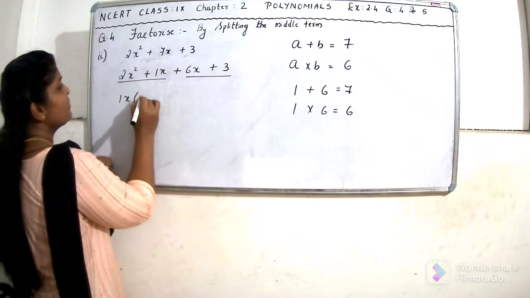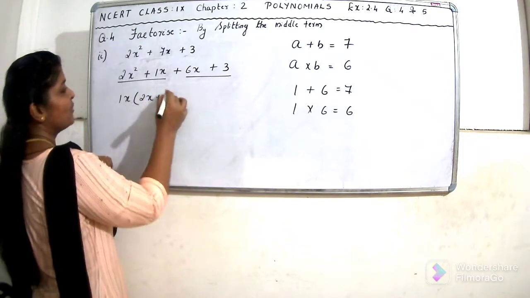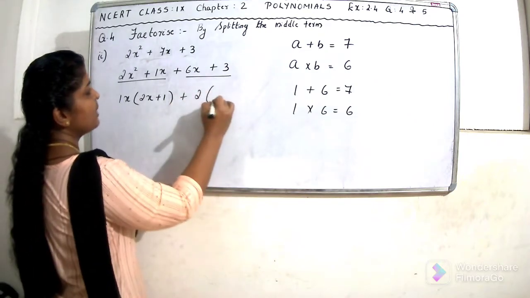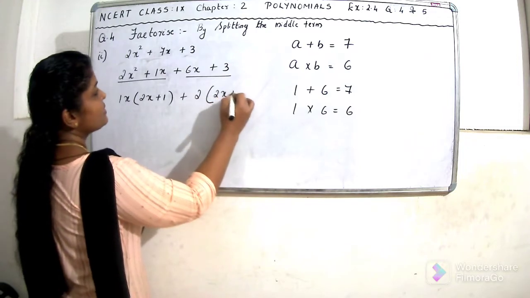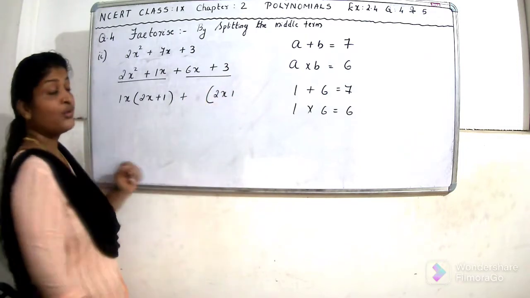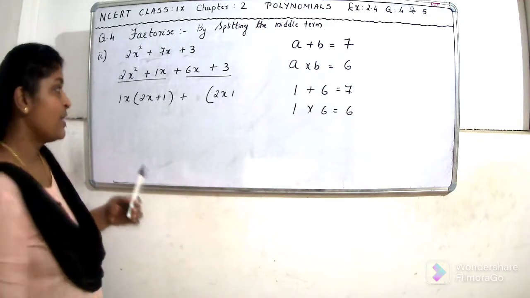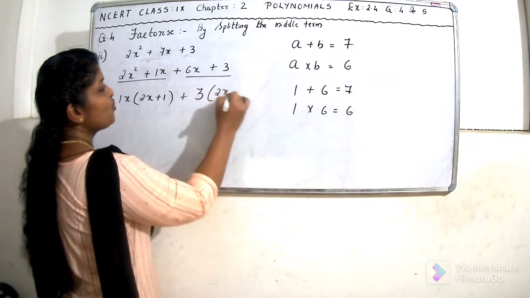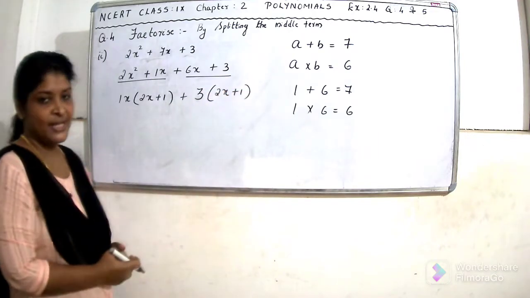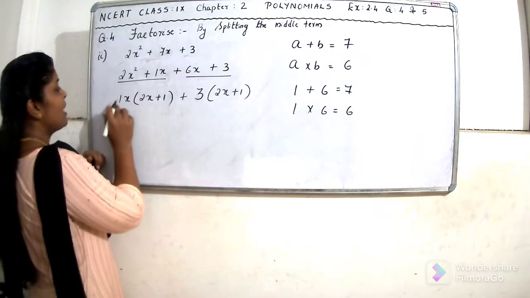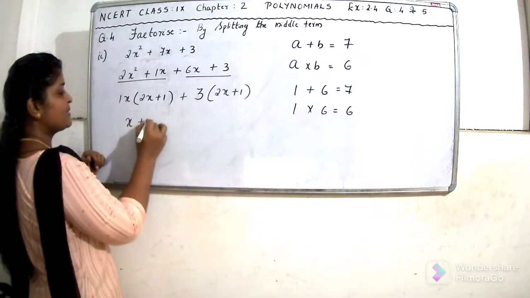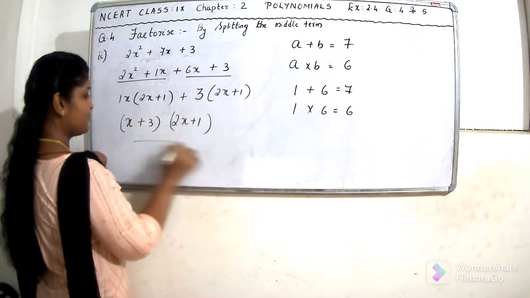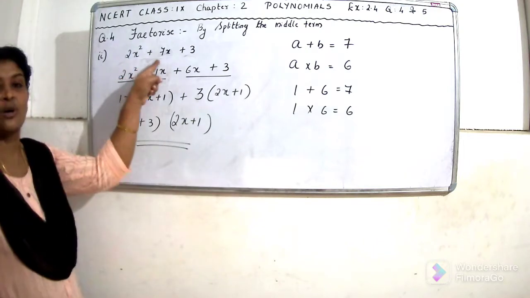So x is common. Then what is the balance? 2x plus 1 is the balance. Here we can take 3 outside, because 3 is going into both, so 3 times 2x plus 1. Now the brackets are the same, so we can write the factors. 1x means x itself, so x plus 3 is the first factor. The second factor is 2x plus 1. These are the two factors for this particular question.